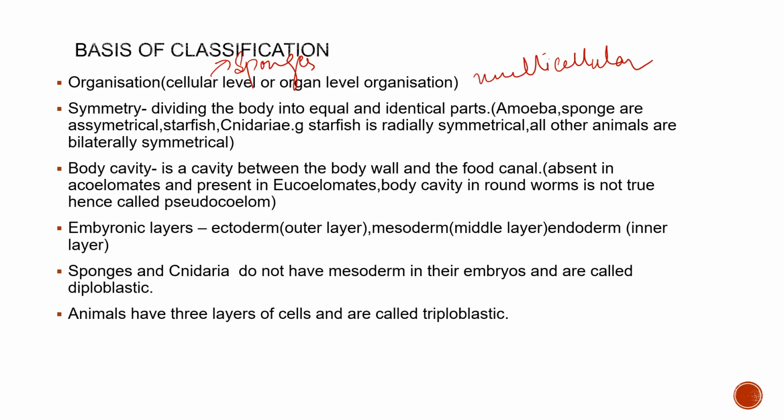Now when we move on to animals of higher level, they have tissue level of organization, like acoelomates, pseudocoelomates and coelomates, which we will come to in the next slide. So they have an organ level organization.